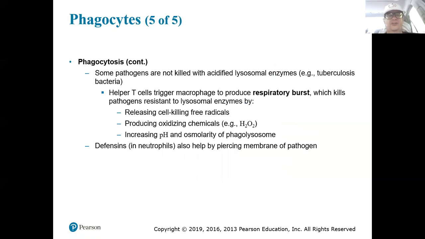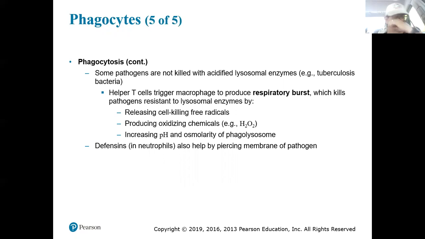So some pathogens are not killed this way. It's hard to kill them. They're resistant to the lysosomal enzymes, like tuberculosis. You might have to do something else. A helper T cell, remember that's a type of lymphocyte. We had our lymphocytes that became immunocompetent in the thymus, the T cells. This is one of the types of T cells. A helper T cell can trigger the macrophage. It's like a general gives a command, you go and kill the thing.